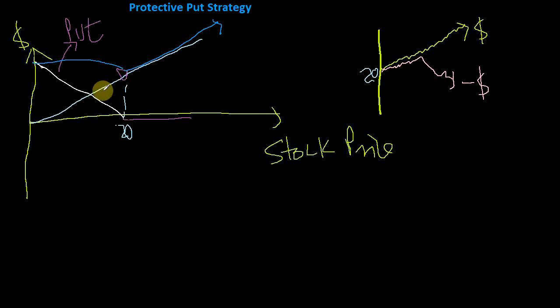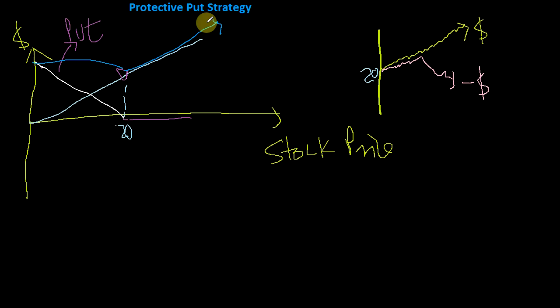But if your stock price reduces, in other words, it falls down below $20, you will not make a loss. Your loss is limited, or your cost is limited to just this premium. You can see, if your stock price goes down, your position will be flat because of this put option. So that's the protective put strategy. It protects you from incurring losses.